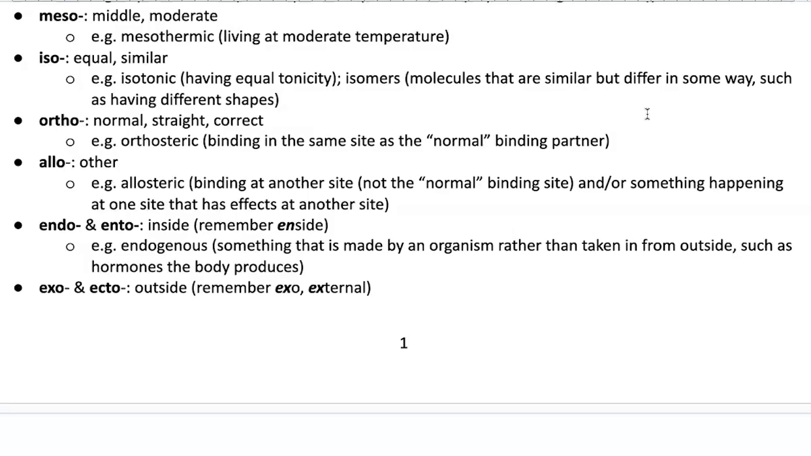But if something bound somewhere else on the enzyme, we would call that allo. An allosteric modulator or an allosteric binding partner would be binding somewhere other than that normal active site. We also see the word allosteric effects, where something that's happening at one site has effects at another site. So allo, other. Ortho is the normal, the straight, the correct.